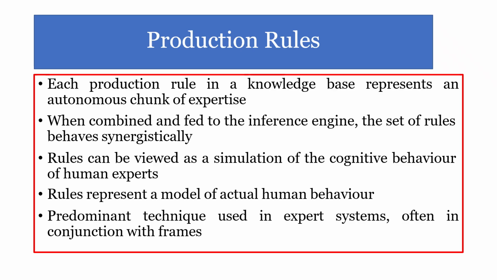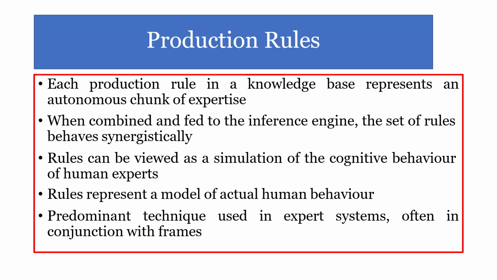Moving to the third point, rules simulate the cognitive behavior of human experts. Every expert makes decisions using experience as well as knowledge. Production rules also imitate the decision making process. Rules represent a model of actual human behavior. Some rules can capture how humans solve problems and make decisions. The system behaves similarly to a human expert. So a traffic expert rule: if the signal is red, then stop the vehicle. The same rule can be followed by a human traffic officer.